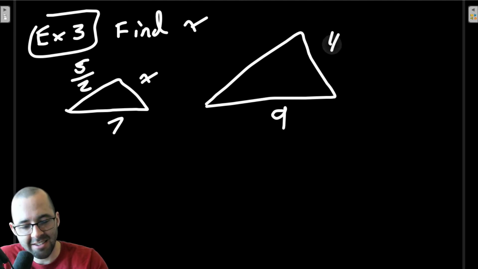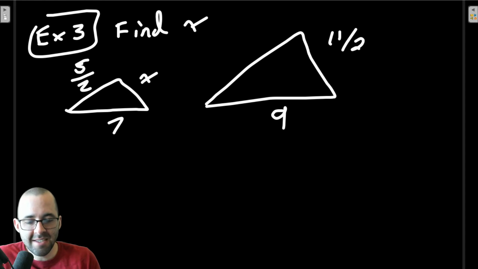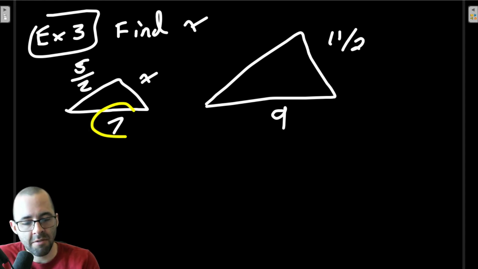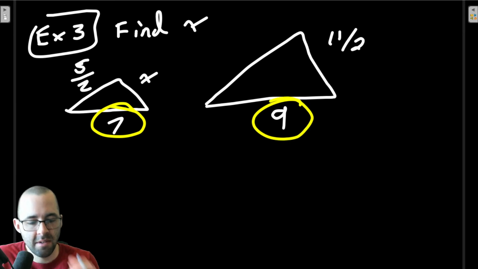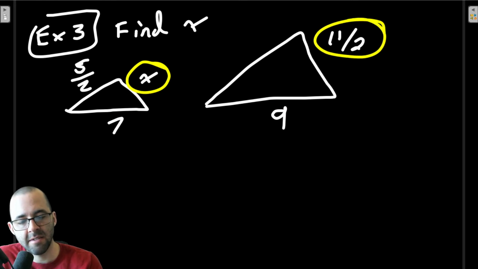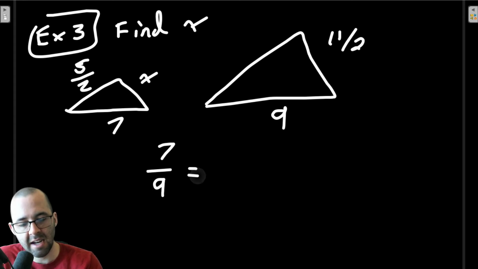All right, this is 9, this is 11/2, and the other one is who knows. All right, so we need to set up a proportion. So we pick a pair of two things that we know, so 7 and 9, and then X and whatever's over there. So we'll say 7 is to 9, the same as X is to 11/2.